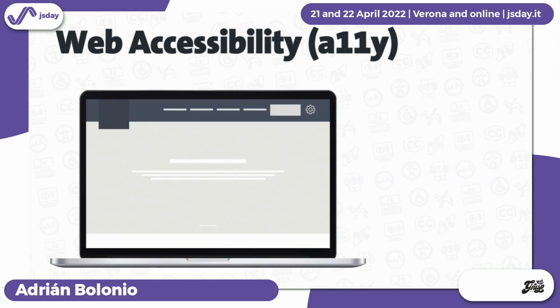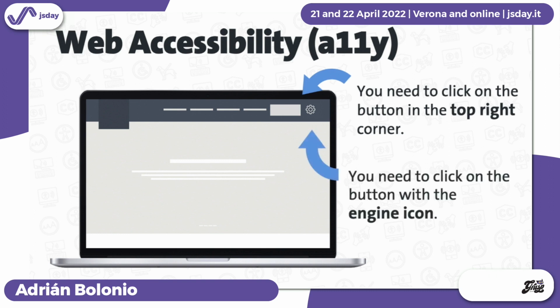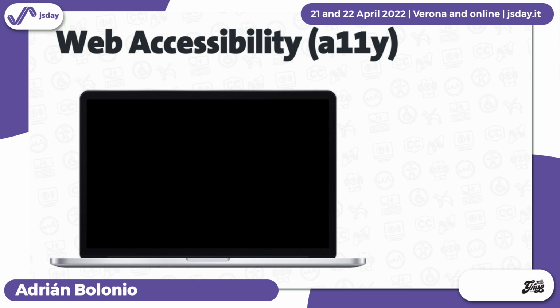Let me give you an example in the online world. So you go to your favorite e-commerce shop, let's call it Jungle, and you might want to see your latest purchases, and you call the support team and they can tell you something. Oh, you need to click the button in the top right corner, or you want to change your email address and you want to see the settings and they say, you need to click the button with the engine icon. But for someone who is blind, there's no such thing as a button that looks like an engine icon, or there's no such thing as a top right corner. So we need to think about this when we develop our applications.